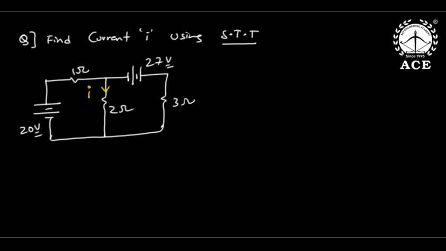Your target is current I in the 2 ohms, so don't disturb this branch. Source transformation technique is a reduction based on target. So don't disturb 2 ohms. Without disturbing 2 ohms, the rest of the network you can do source transformation.